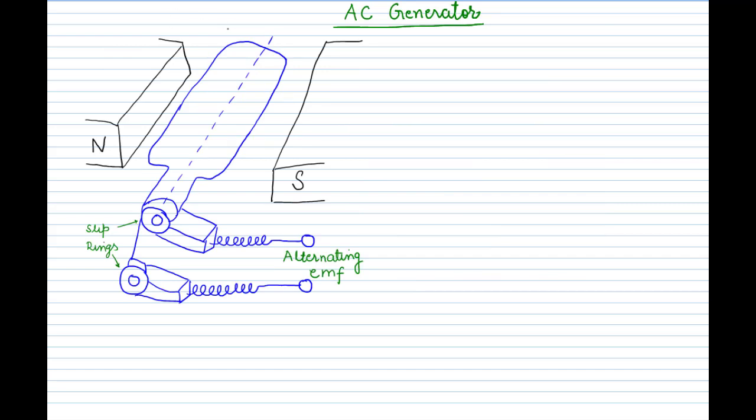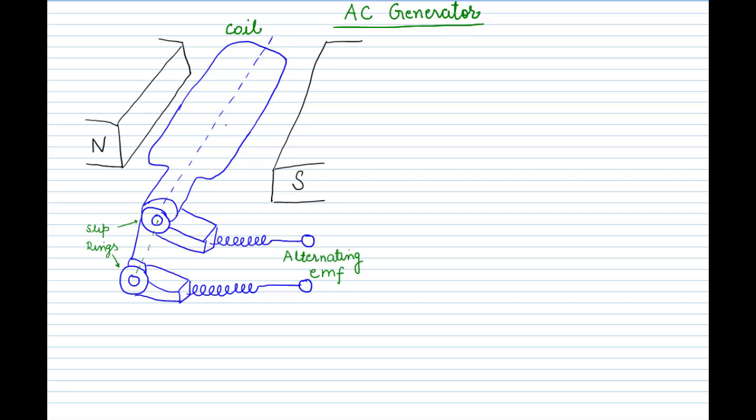For this AC generator, we take a coil. This coil we have shown in blue color, and it is placed between two permanent magnets. Here you can see this is the north pole and this is the south pole. On the other side, this may be S and this may be N. This coil is mounted on a rotatory shaft so that it can rotate, that means we can rotate this coil through 360 degrees within the magnetic field created by these two permanent magnets. And the axis of rotation of the coil is perpendicular to the direction of the magnetic field.